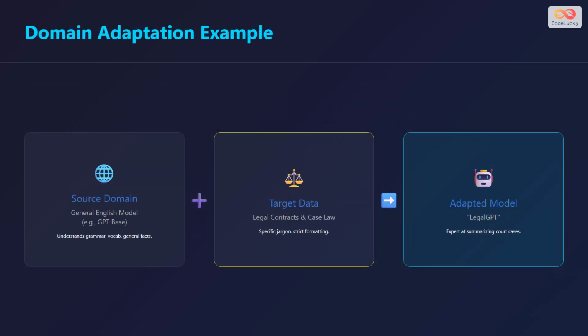Let's look at a practical example of domain adaptation. Imagine we start with a source domain, like a general English model that understands basic grammar. We want to apply this to a target domain, like legal contracts. By combining the general model with specific legal data, we create an adapted model. Let's call it Legal GPT, which is now an expert at understanding court cases and legal jargon.